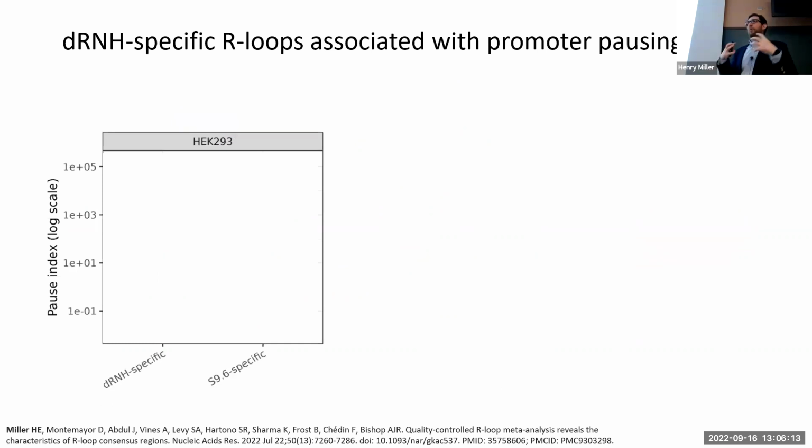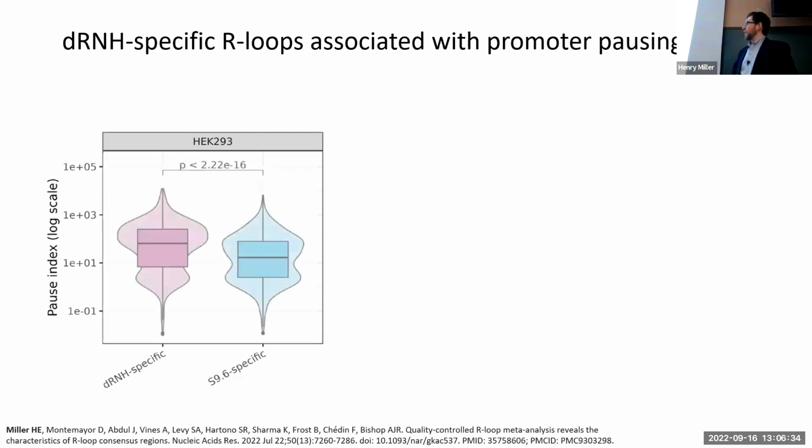So basically, we were looking at the genes overlapping the R-loops that were more or less specific to DRNH, or more or less abundant in DRNH. The idea being that the DRNH-abundant, or DRNH-high, R-loops should be the ones that overlap with more paused genes. And to measure that, we're using the pausing index.